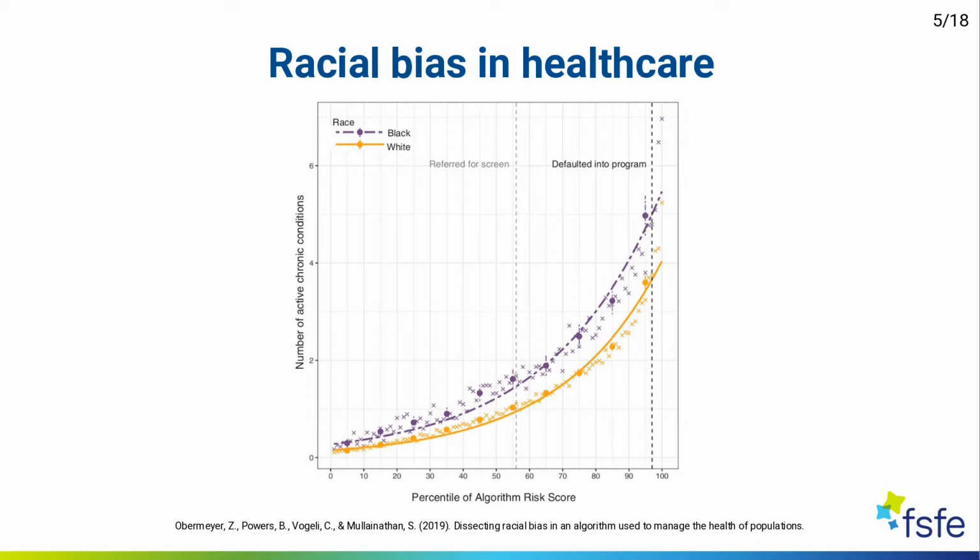Another example, this time in healthcare. This is a graph summarizing the result of an algorithm predicting the risk score for patients. The x-axis tells the risk score predicted by the algorithm, and the y-axis shows the number of conditions of the patients. As you can see, black people had to be sicker to have the same predicted risk score as white people. So this algorithm was giving different results according to the skin color, which is unfair, obviously.